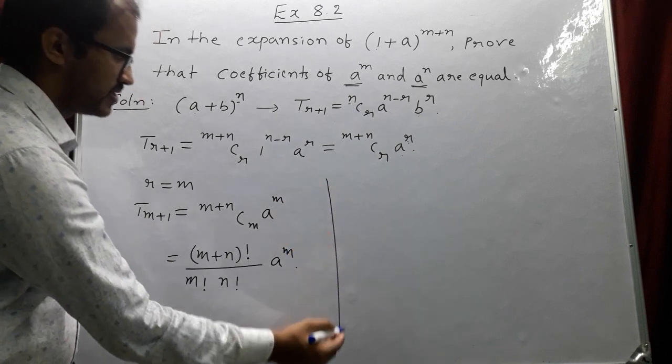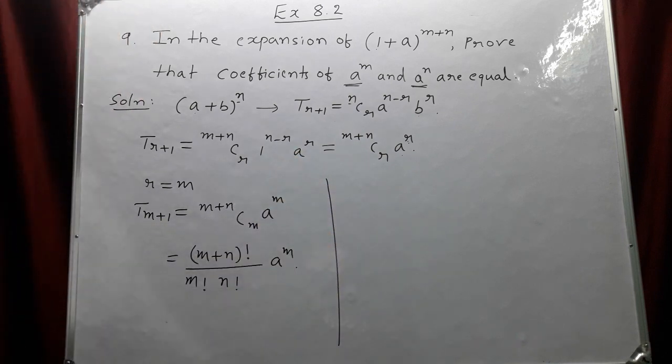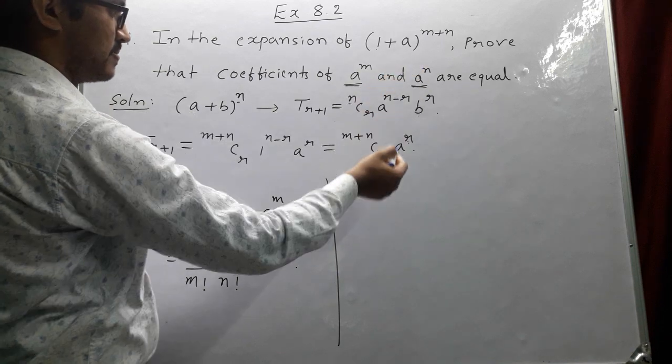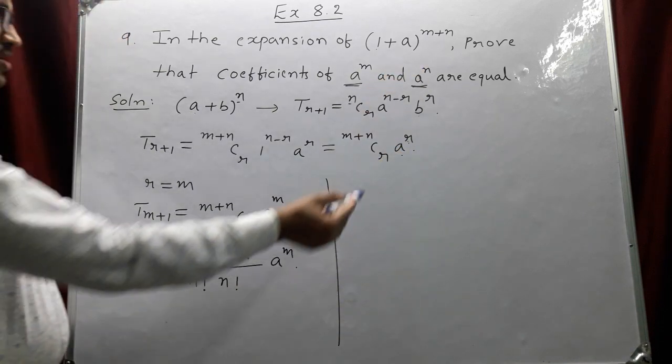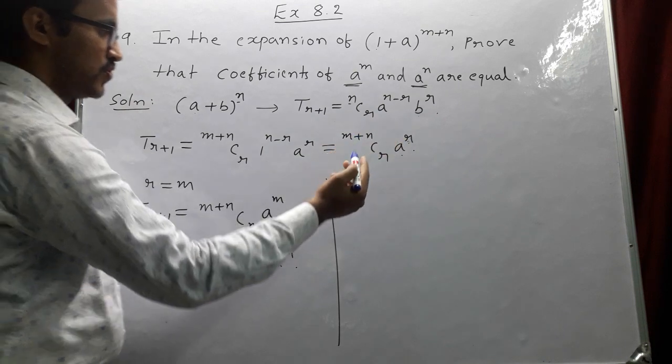Similarly, we are going to find the coefficient of a power n. So to get the coefficient of a power n, we have to substitute r is equal to n.